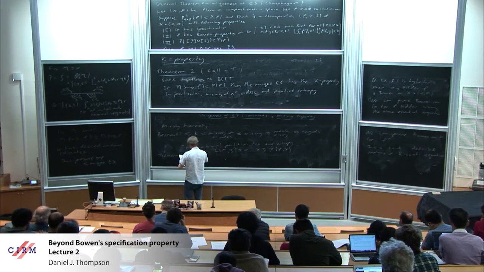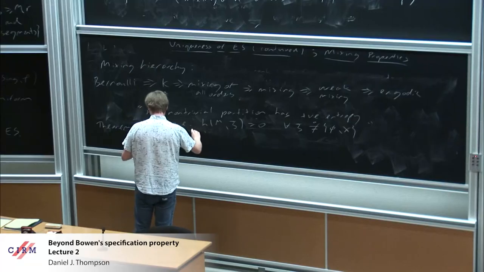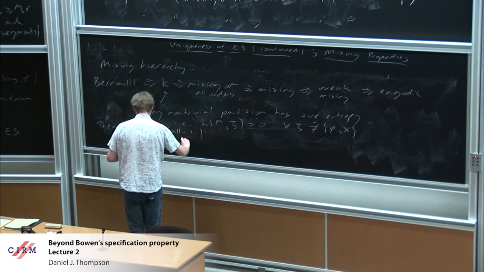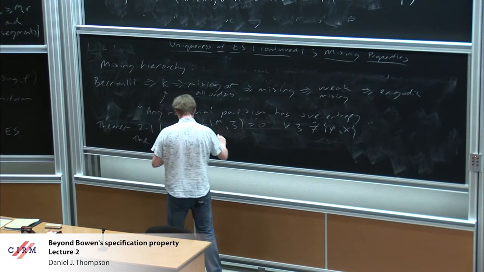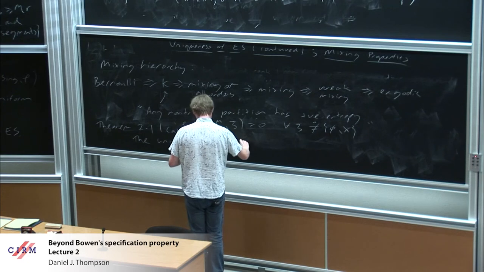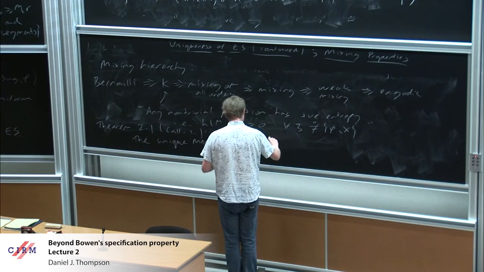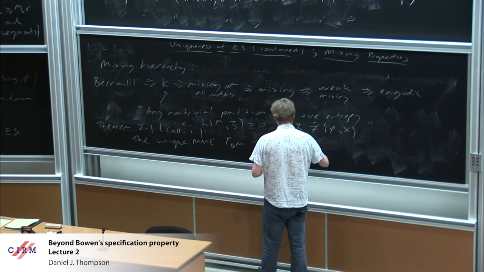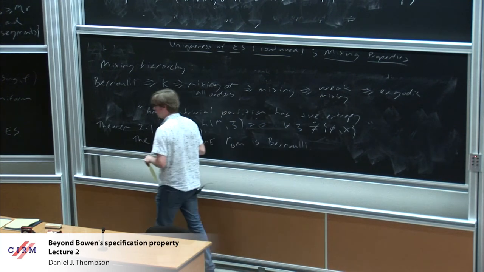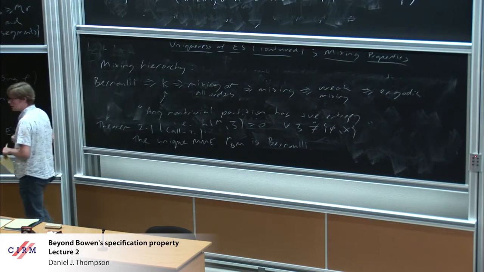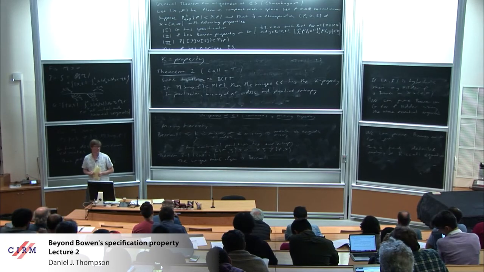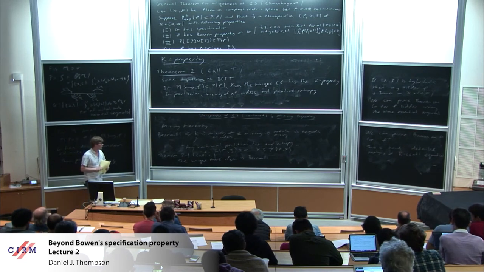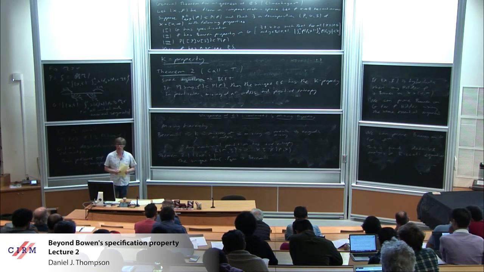So theorem 2.1, Paul and myself, I'm going to announce that the unique MME is Bernoulli. And this is based on mining the classic literature for a proof that if you have product structure for the measure, then K implies Bernoulli.